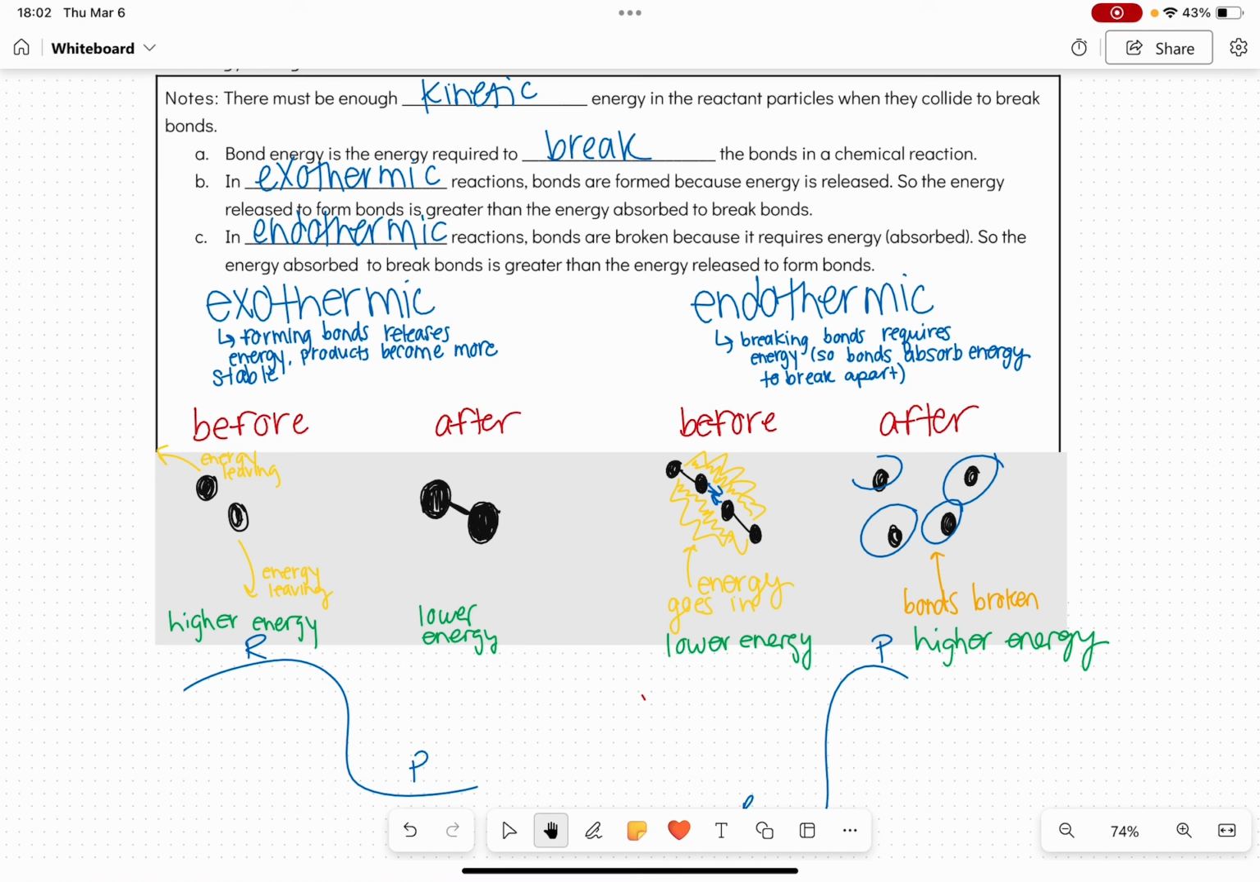But yeah, so exothermic forms bonds by releasing energy to make it more stable. Endothermic absorbs energy so that it can break bonds. And then as a result, the products will have a higher energy.